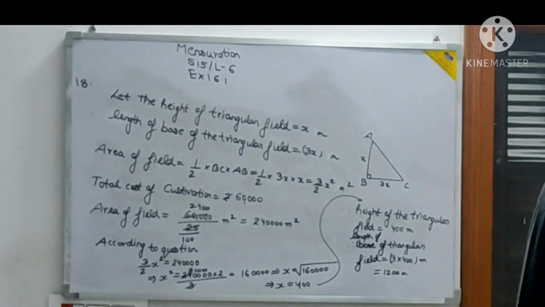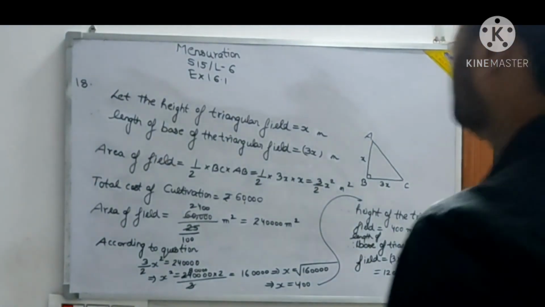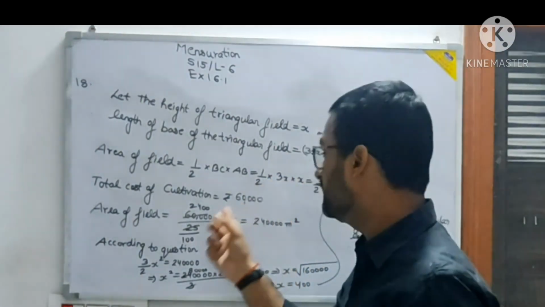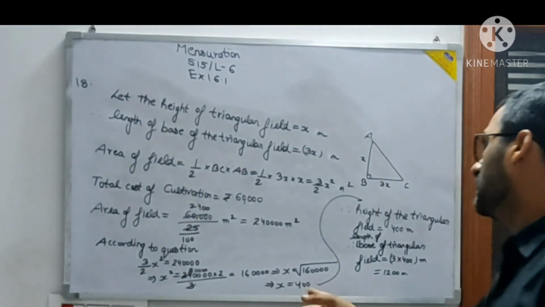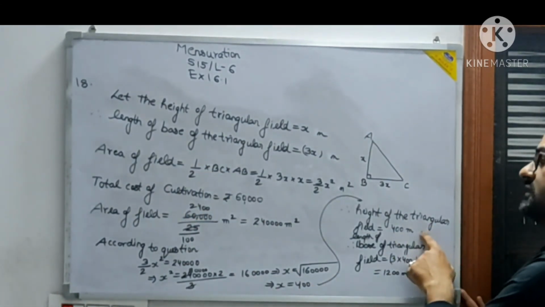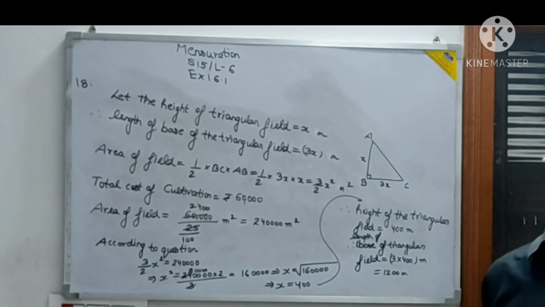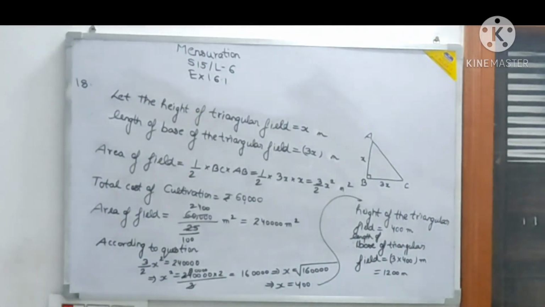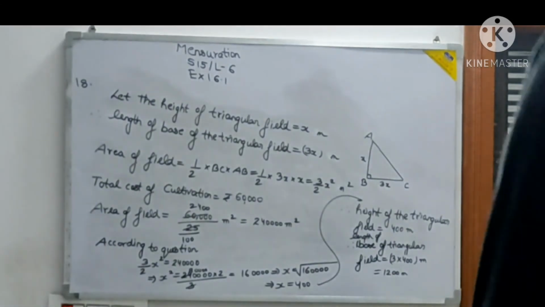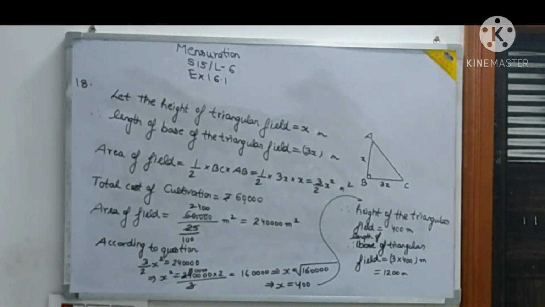So accordingly in this question, what have we got? We have got the area of the field. We equated the area in terms of x with the area calculated with the help of the cost of cultivation. We have got the value of x as 400, and that is the height, and the base is 1200 meter. The question says particularly find the base and height. So base is 1200, height is 400 meter. Don't interchange them. Both will be taken at their places where they are supposed to be.